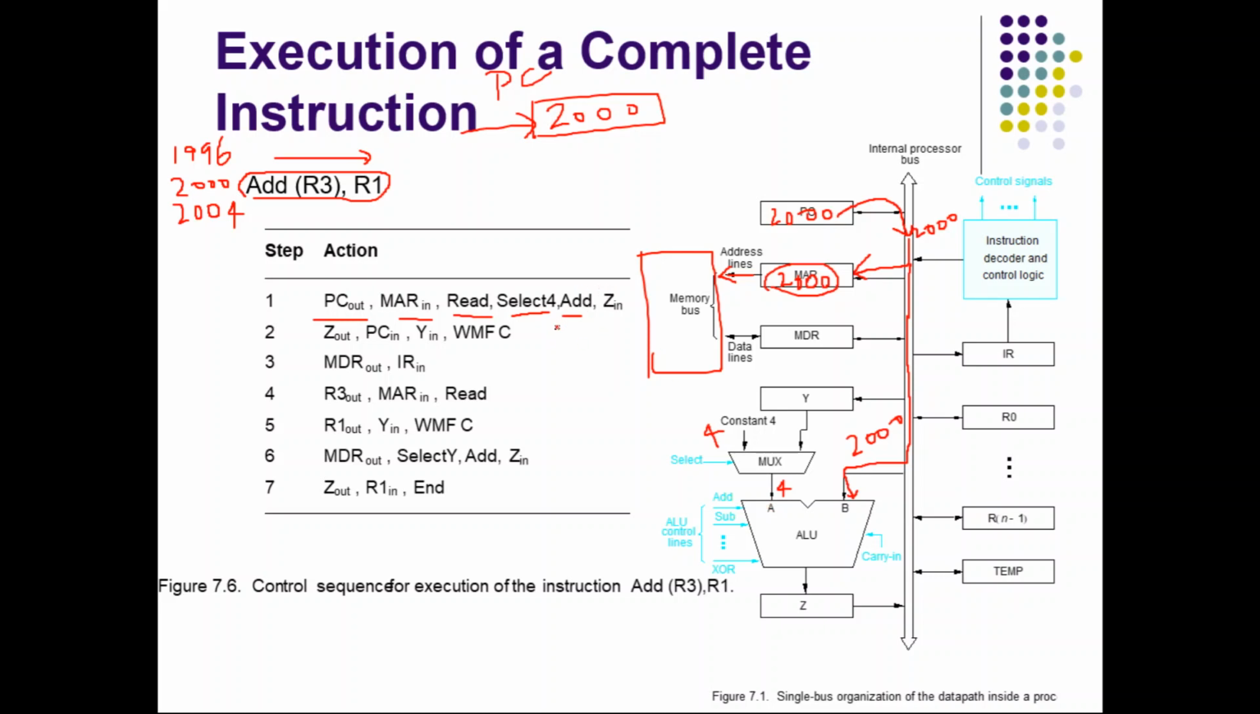Now you are telling add. So add A and B is what? 2004, and that will be available in Z in. So this is Z. So this is the input to Z, that is Z in, and this is the output of Z. Whatever the output is, which is nothing but 2004, will be temporarily stored in Z.